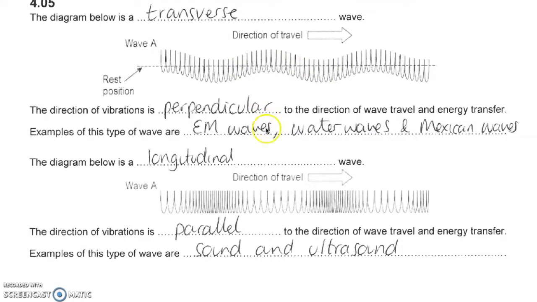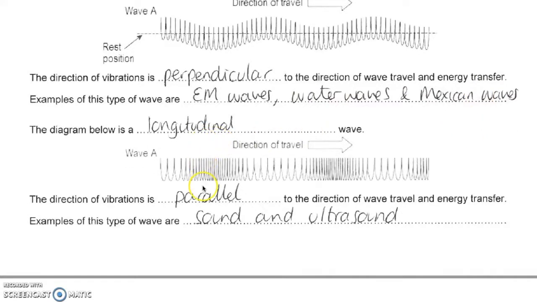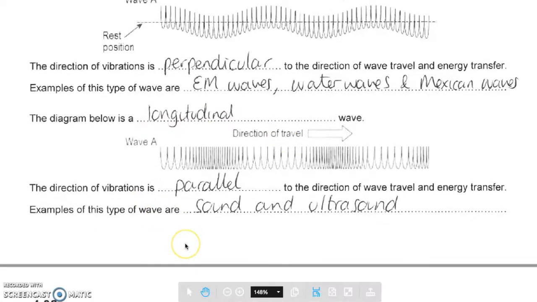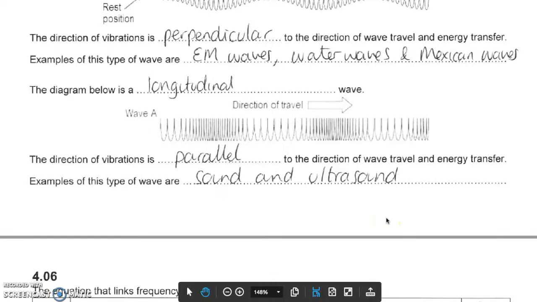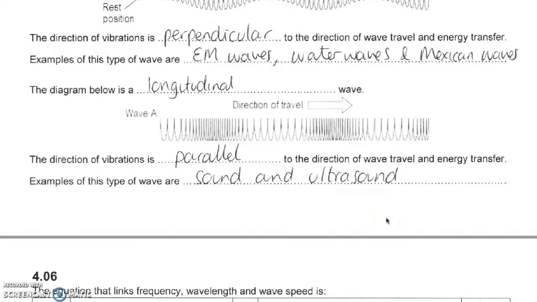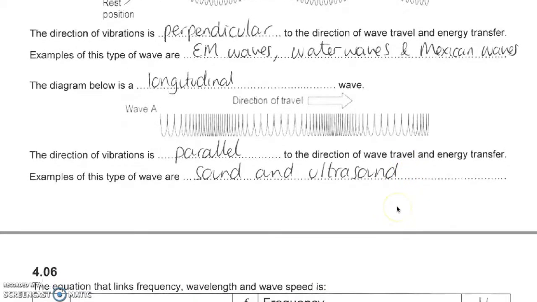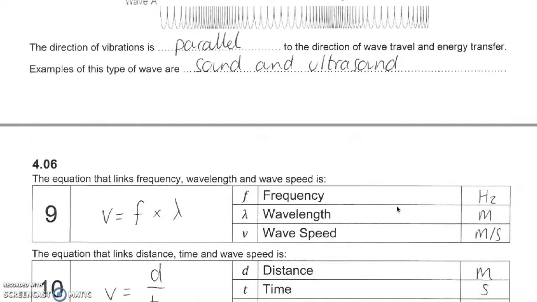Okay, examples of transverse waves are obviously electromagnetic waves, which light waves are included into, water waves or Mexican waves. Longitudinal waves, on the other hand, the vibrations travel along the direction of travel. That's how you can remember it, along and longitudinal. Okay. Examples of longitudinal waves are sound waves and ultrasound waves. Okay. And infrasound waves as well, and we're going to be looking at the difference between them in a second.